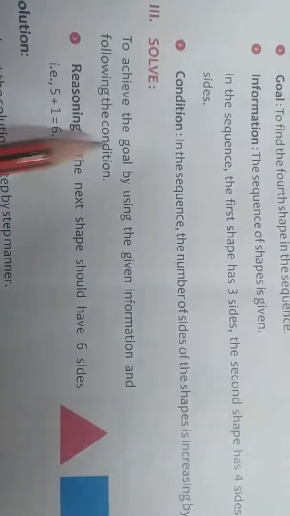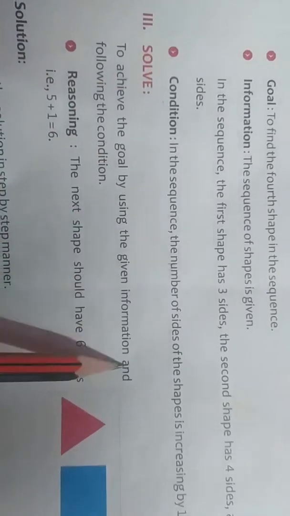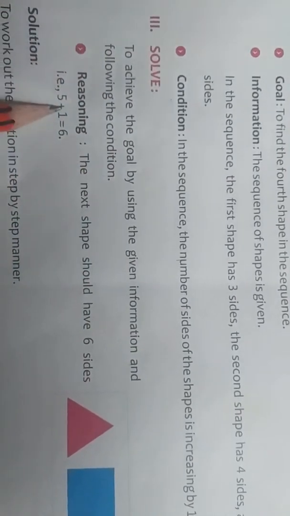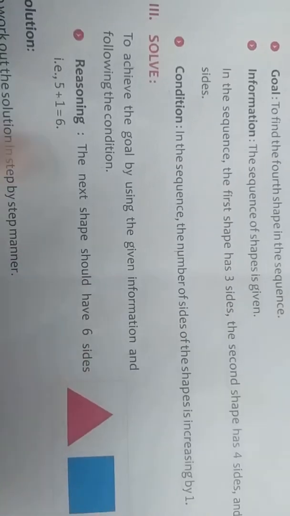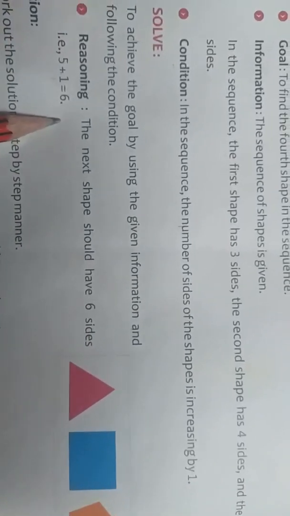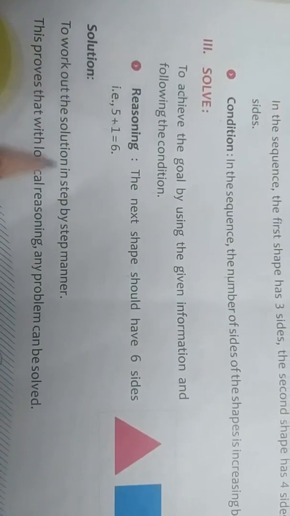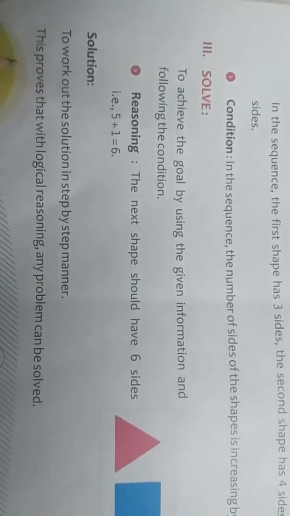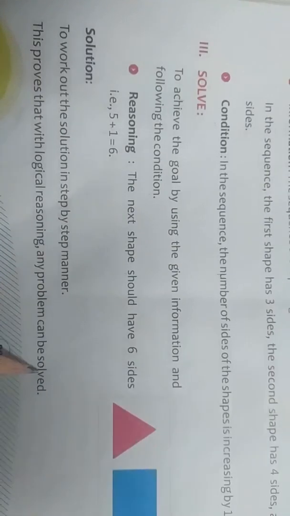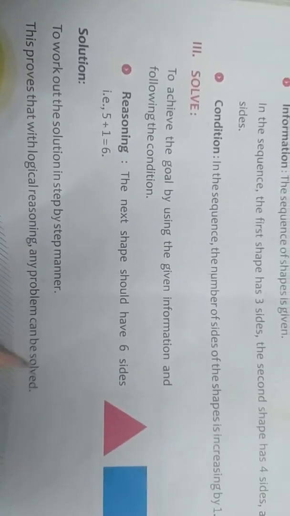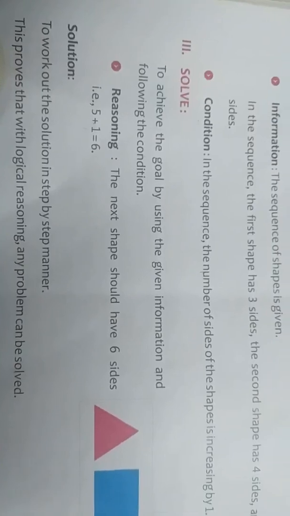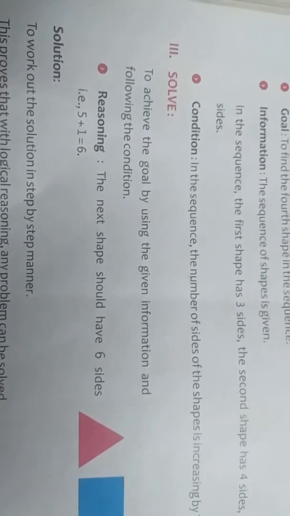So the fourth picture will obviously have how many sides? 6 sides. Yes. Now solve. To achieve the goal by using the given information and following the condition, the reasoning is that the next shape should have 6 sides, that is 5 plus 1 equals 6. This proves that with logical reasoning and thinking, any type of task or problem can be solved step by step.